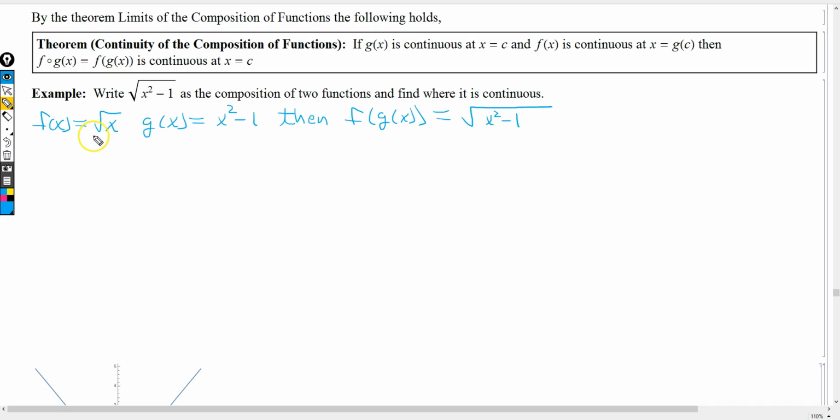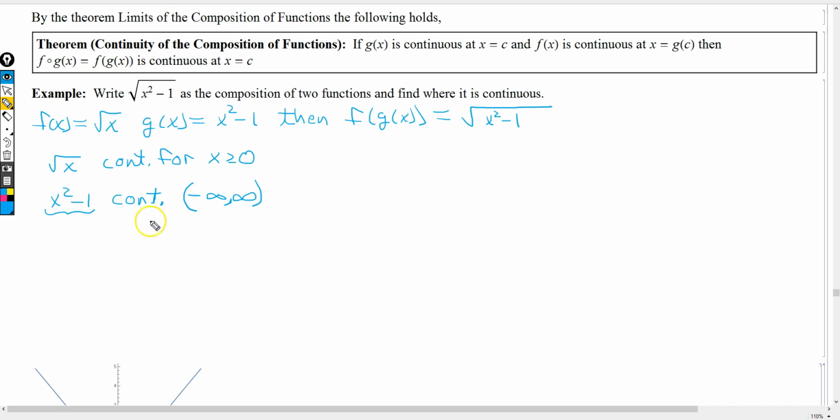Now, the square root function, square root of x, is continuous for x greater than or equal to 0. And x squared minus 1 is continuous everywhere. That's a polynomial which is continuous everywhere. So what we have to do is find where this function is going to be positive, greater than or equal to 0.